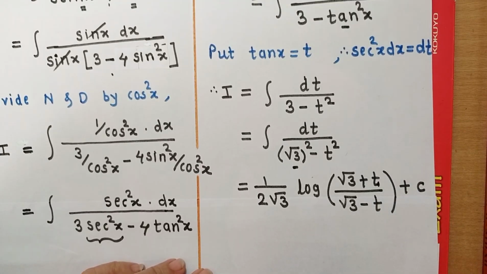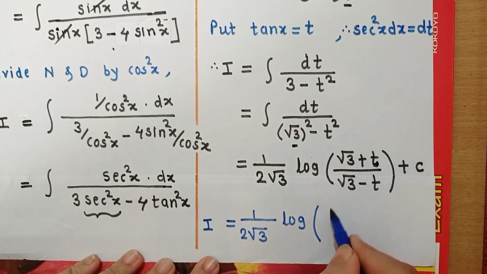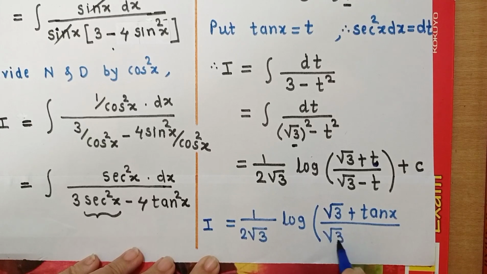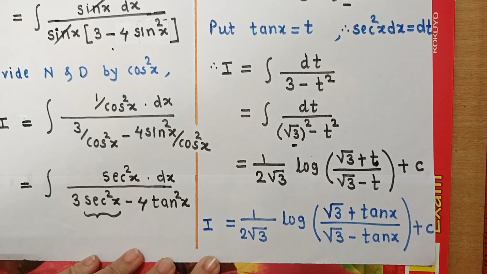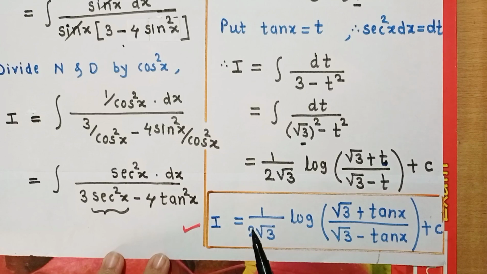And again in the last step we will substitute t means tan of x. So the answer is root 3 plus tan of x upon root 3 minus tan of x, and then plus c. Our final answer. So here we have completed this type, and the next type we are going to look at in the next lecture.